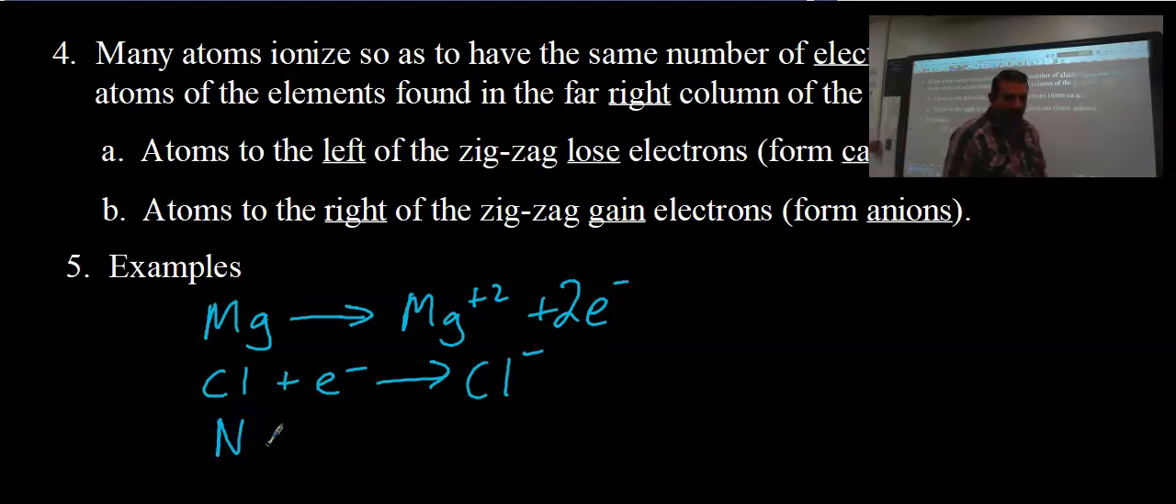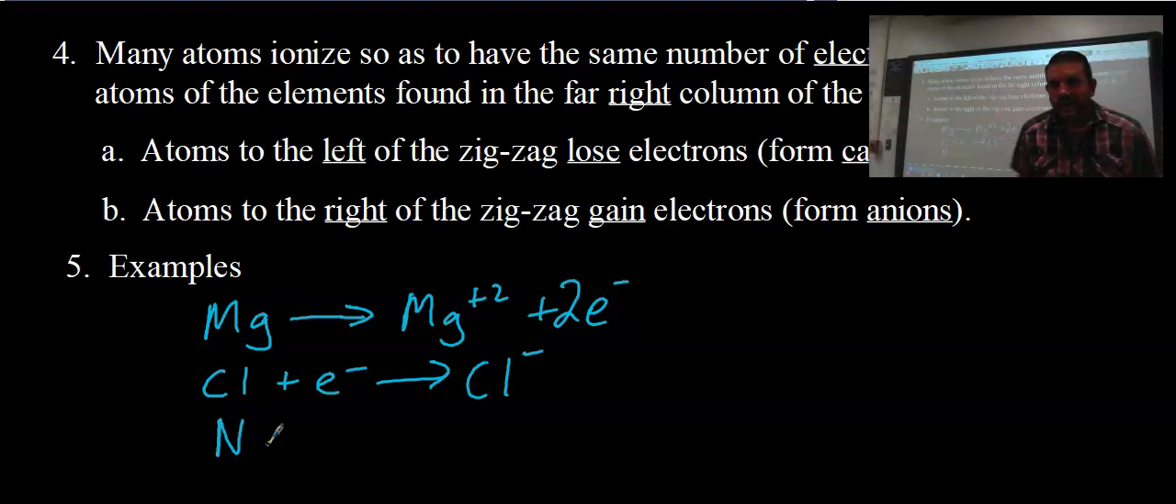Find nitrogen on the periodic table. How many protons and electrons does nitrogen have? It has 7 protons and 7 electrons. Guess what? Does nitrogen want to have 7 electrons? No, it does not. How many does it want to have? Pause if you need to. Nitrogen wants to be like who? Nitrogen wants to be like neon.